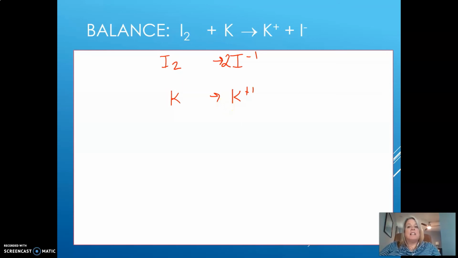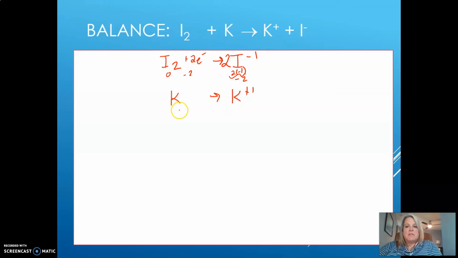Step 3, electrons. This side has no charge, so that's 0. This side, right, this is 2 times -1. So that's a total of -2. So I have to add electrons to the side that's most positive. That would be the side with 0, right? So I'm going to add 2 electrons to this side because that's like just adding a -2. So now both sides have a -2.